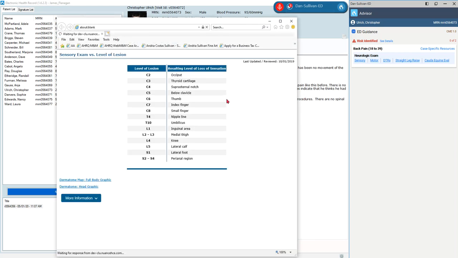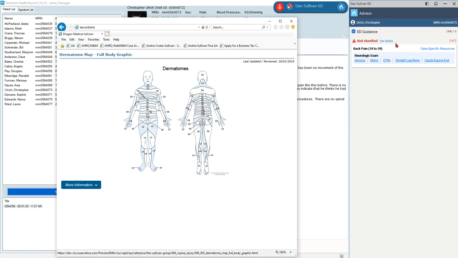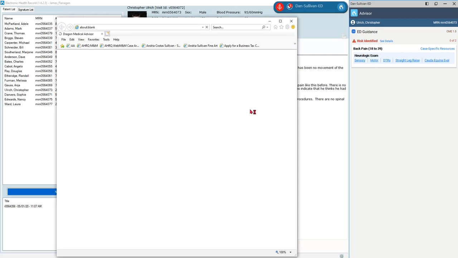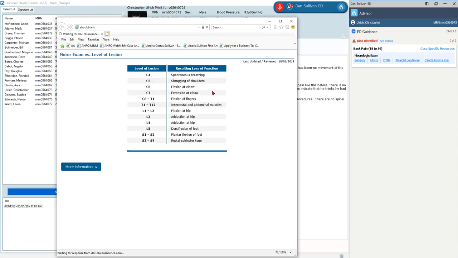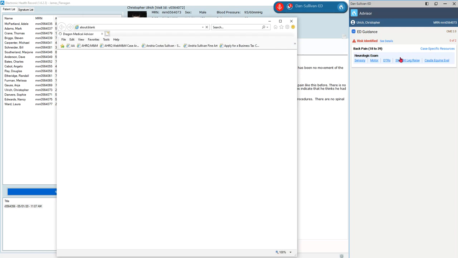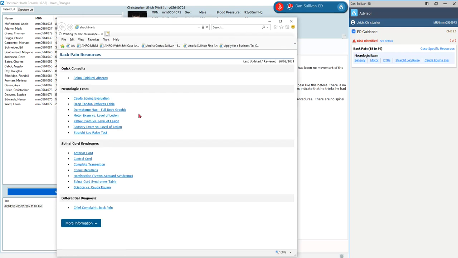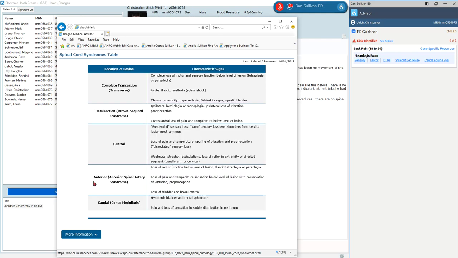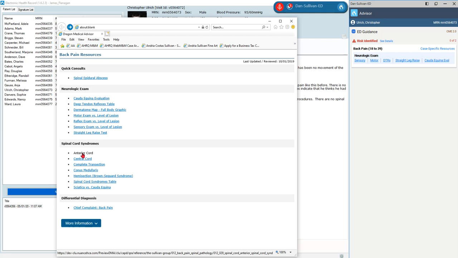Here, remembering what level of sensory is correlated with what part of the body. Maybe the practitioner wants to use a dermatome map or wants to look at a table of motor to correlate some level of motor with a part of the spine. Also, there are additional resources that are not in the drivers, case-specific resources, never encyclopedic, just what you need to know for a back pain case. Here, don't remember the spinal cord syndromes. There is one. I think it's anterior. What does an anterior cord syndrome look like? There.